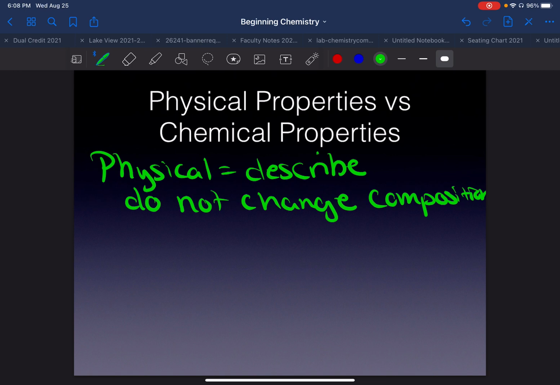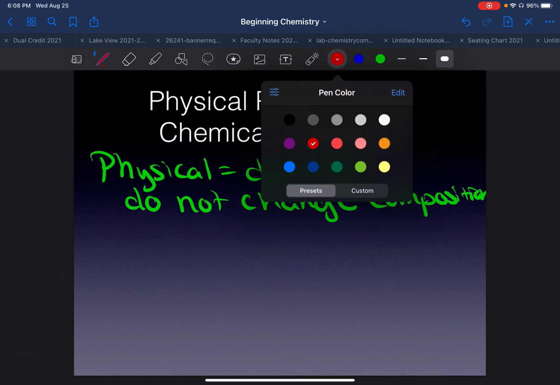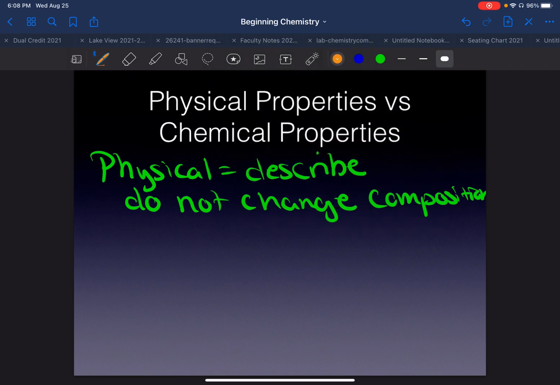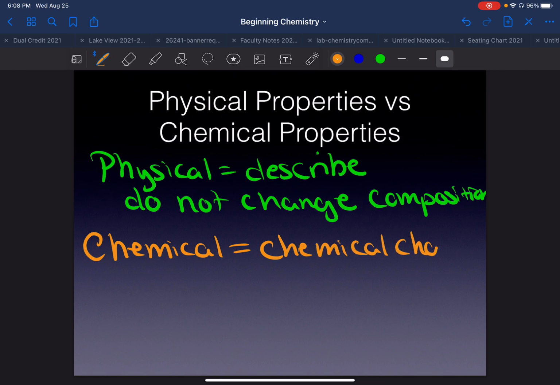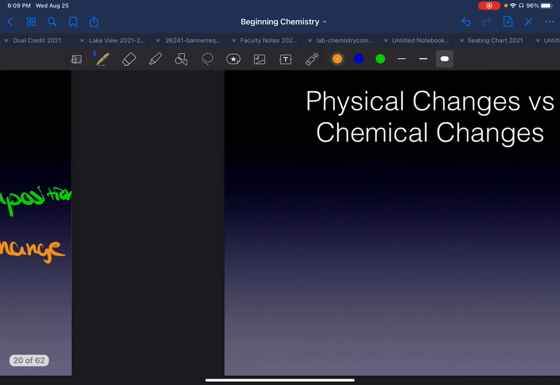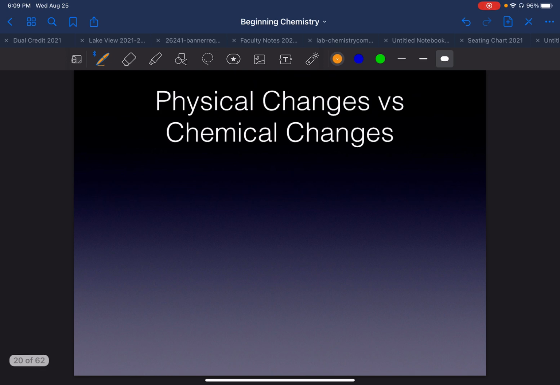But if I take that same substance and I maybe stick it in fire and it burns, then that's going to be a chemical property. So a chemical relies on a chemical change. It's also going to be reactivity. So it's going to rely on changing your properties. Physical changes and chemical changes.